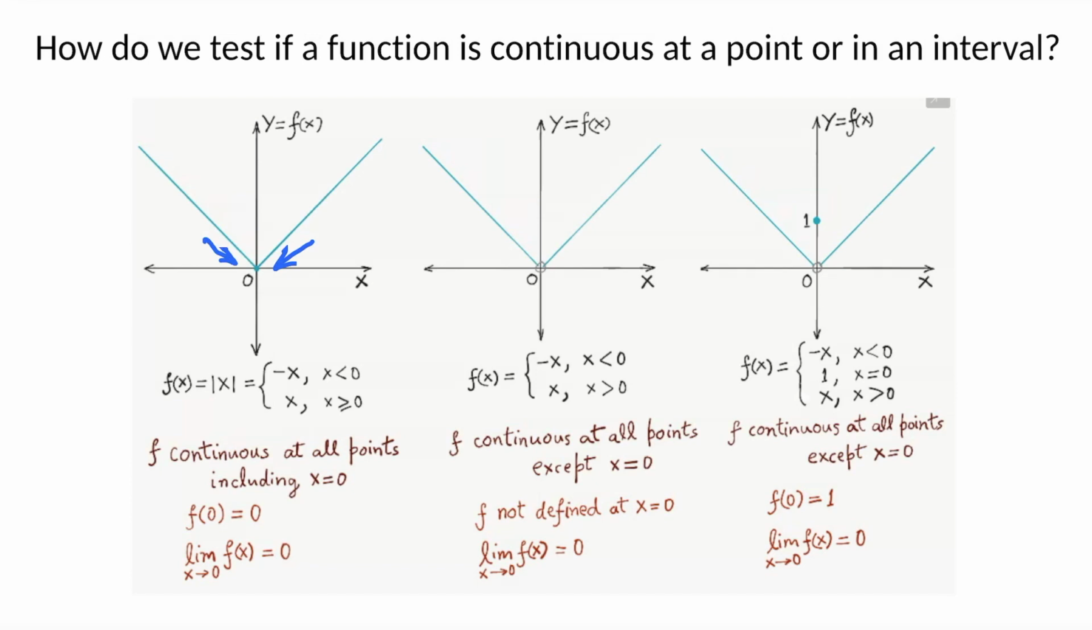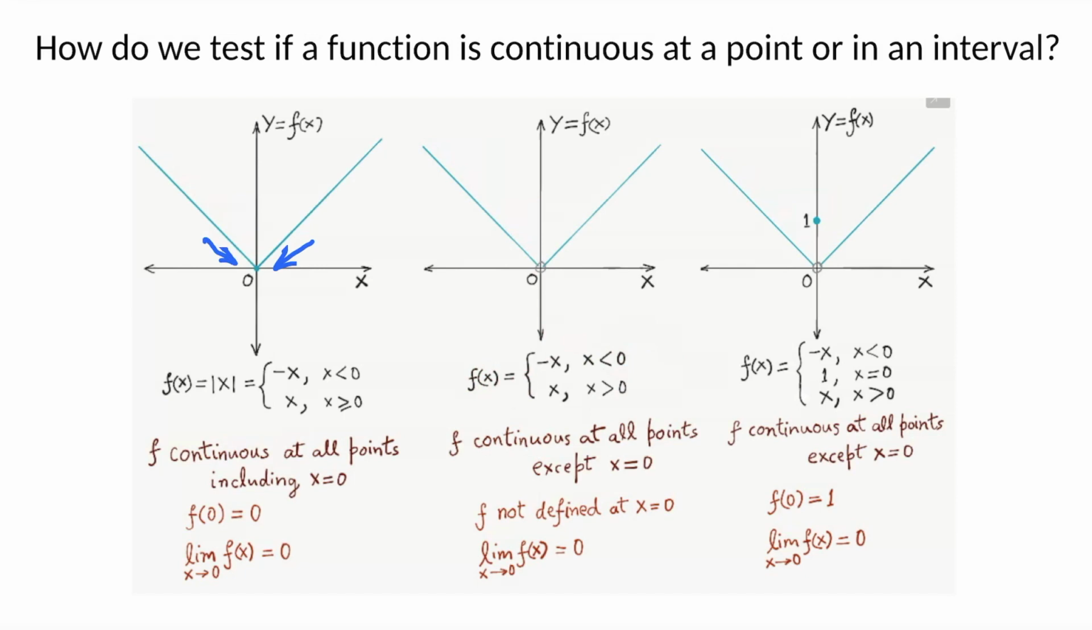Whereas the other graphs are not continuous, because in the middle graph the function itself is not defined at x equal to 0. You see that by the small hole we have drawn on this curve, and you can see that also from the way we have defined its mathematical expression. It is not defined at x equal to 0. So there is no question of it being continuous there, right?